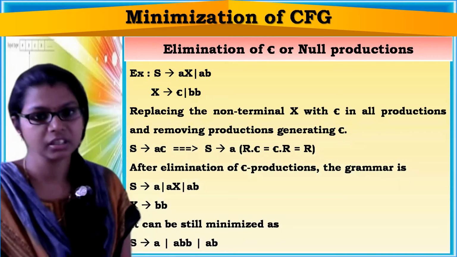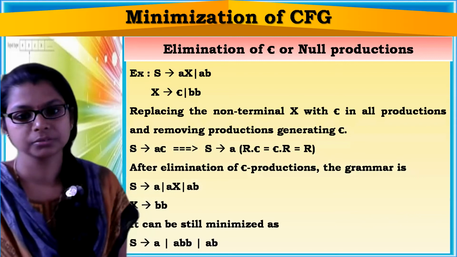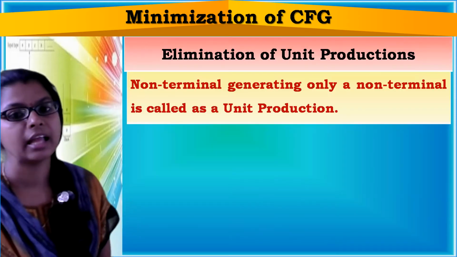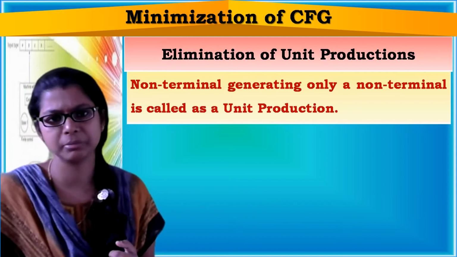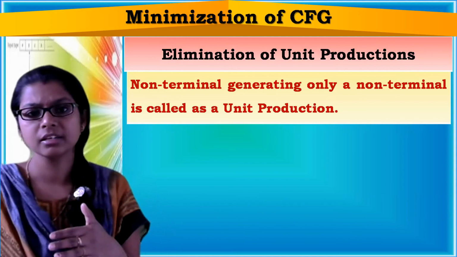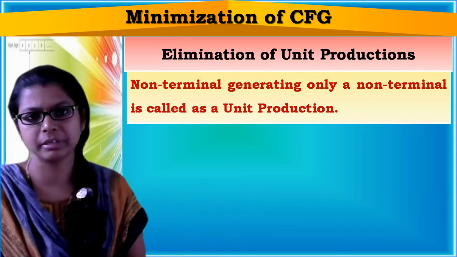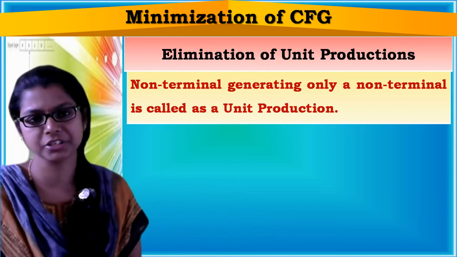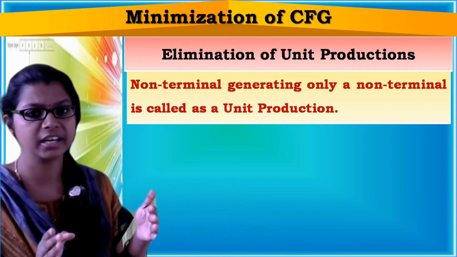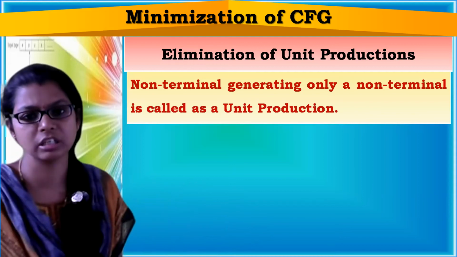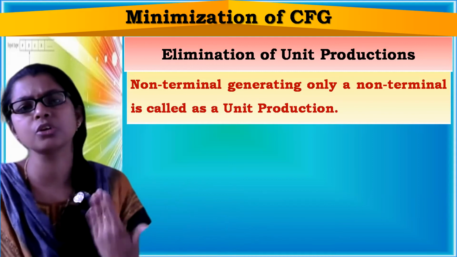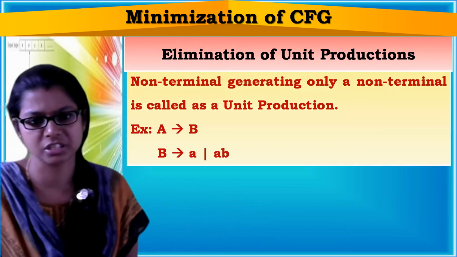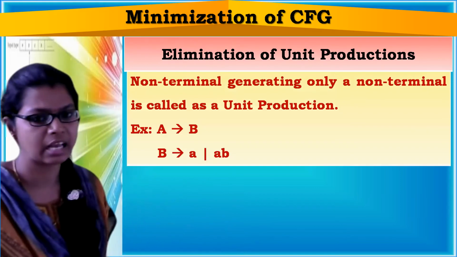Okay. Now, elimination of unit productions. What do we mean by unit production? A non-terminal generating or producing another non-terminal is nothing but a unit production. Now, how to eliminate such productions? Let's see one example.